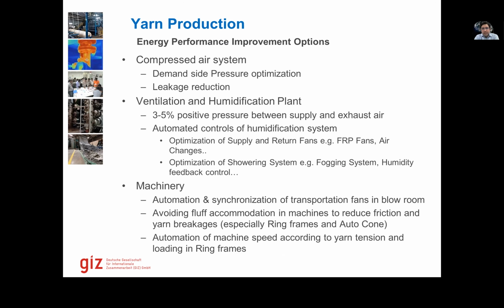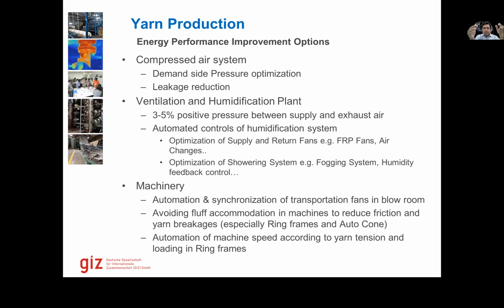That's it. Then the ventilation and humidification plant, as I told you, has supply fans and return fans, and we have to maintain 3 to 5% positive pressure. That means that the quantity of air being supplied by the supply fans is 3 to 5% more than the quantity exhausted, because the particles of fluff are lighter than air, so they suspend in the air. So we provide more air from the top and less air is exhausted, so it pushes the fluff downwards.